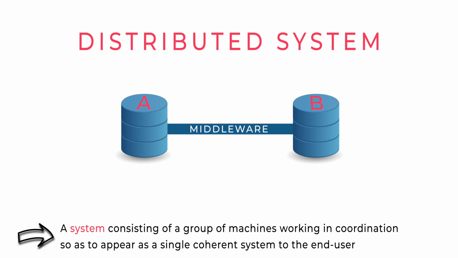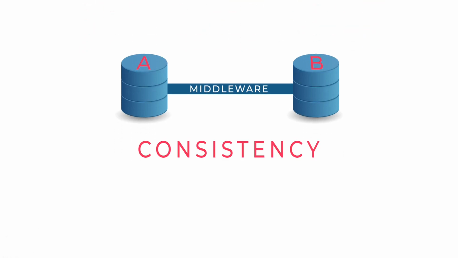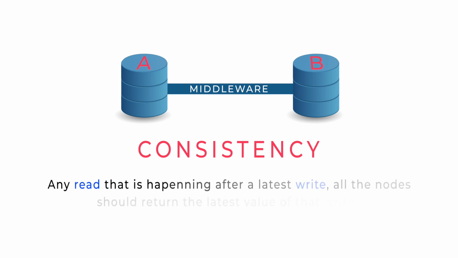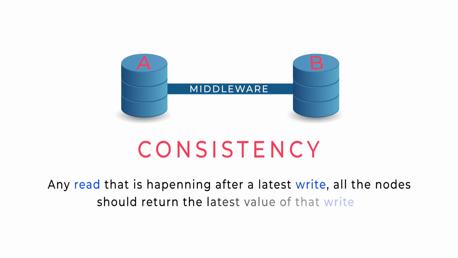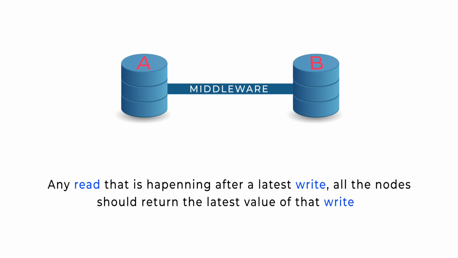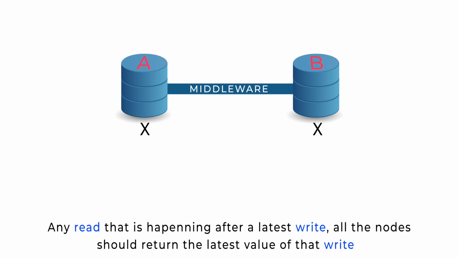Now, how would we define consistency? Consistency is defined as any read that is happening after a latest write, all the nodes should return the latest value of that write. I know it sounds a little confusing. Let's see an example. Let's say there is a value x, which is 1 in both of these nodes, and consistent writes are happening. So write 1 happened, which made the value 2. Write 2 happened, which made the value 3. Both nodes have the values 2 and 3.